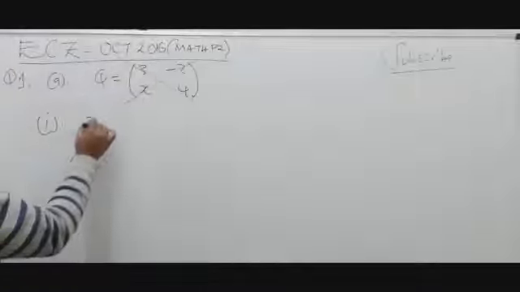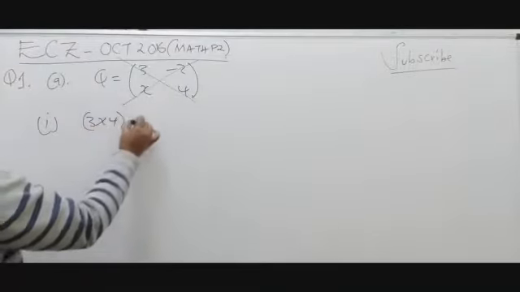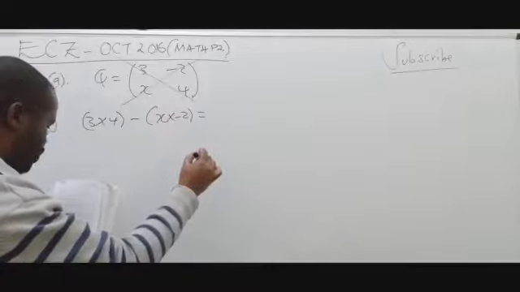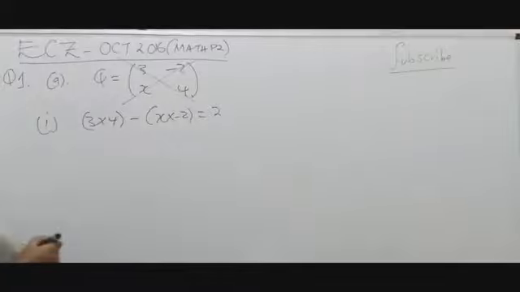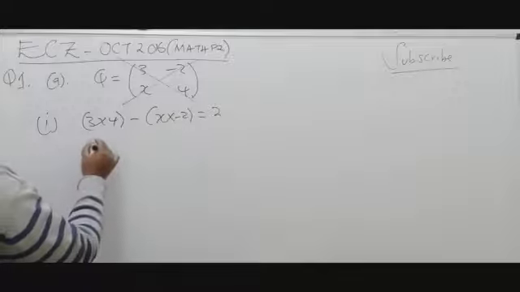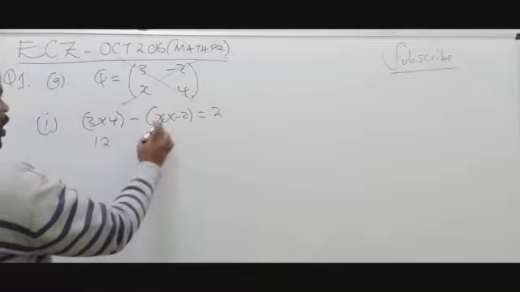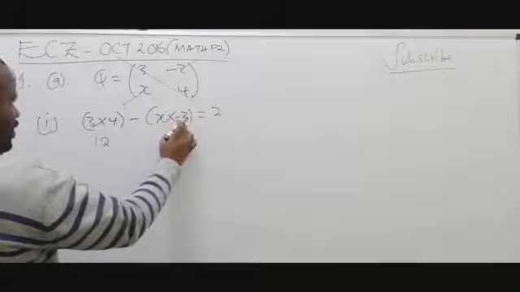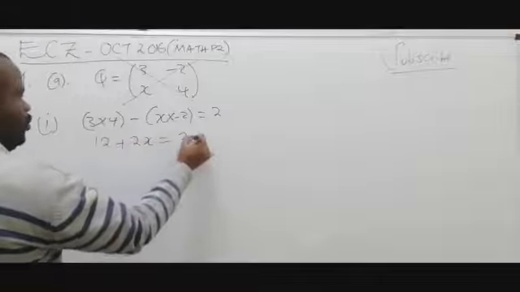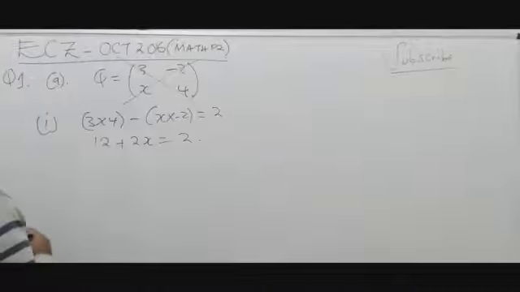So you say 3 by 4 minus x by negative 2. The answer must be equal to our determinant, which is 2. So 3 by 4 is 12. X by negative 2 is negative 2x. By negative it is plus 2x, which is equal to 2. So here we put the right terms.